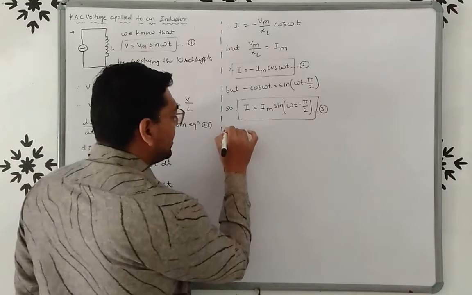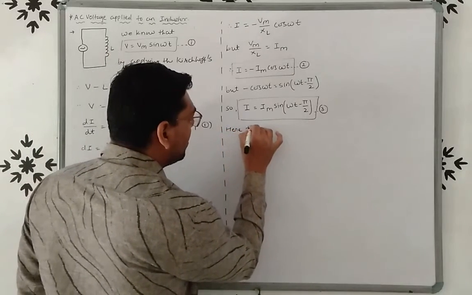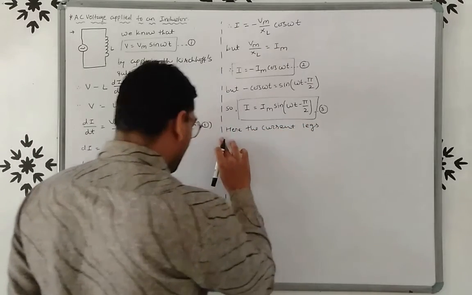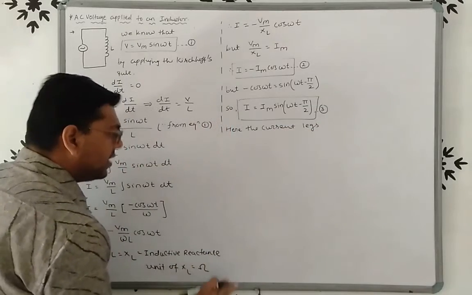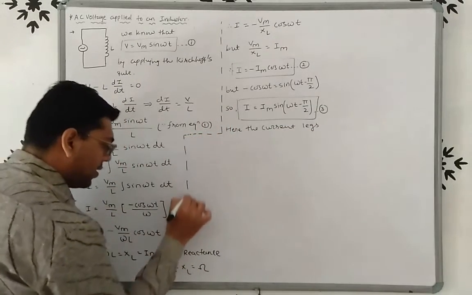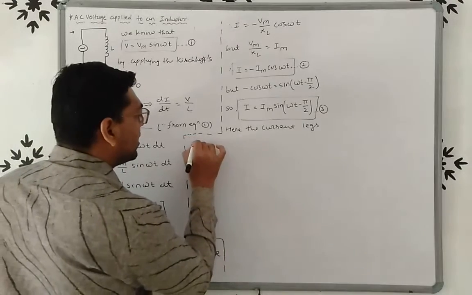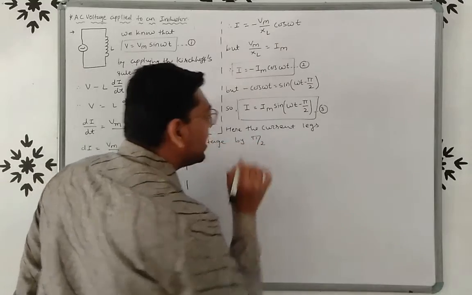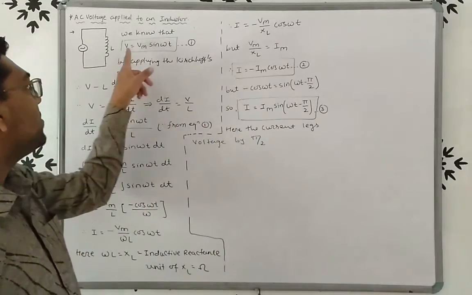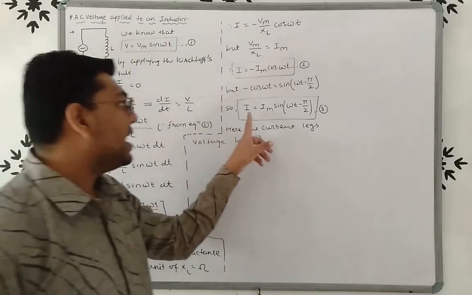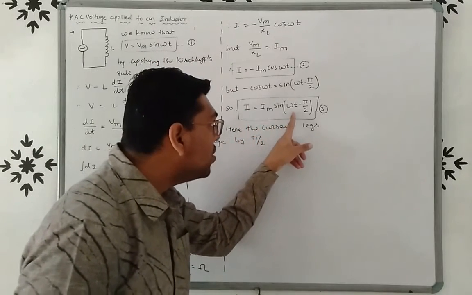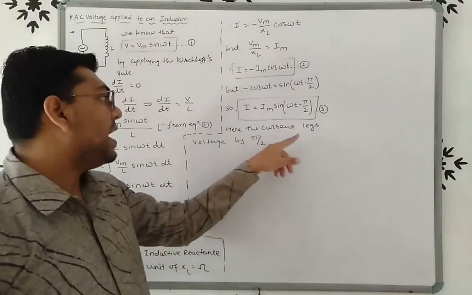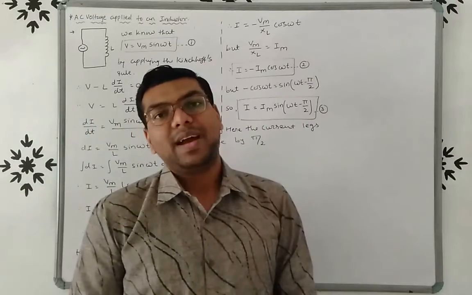So the equation of current is I is equal to minus Im cos omega t, or I is equal to Im sine omega t minus pi by 2. So here we can say that the current lags voltage by pi by 2, right? See here V is equal to Vm sin omega t, and I is equal to Im sin omega t minus pi by 2. So the current lags voltage by angle pi by 2, right?